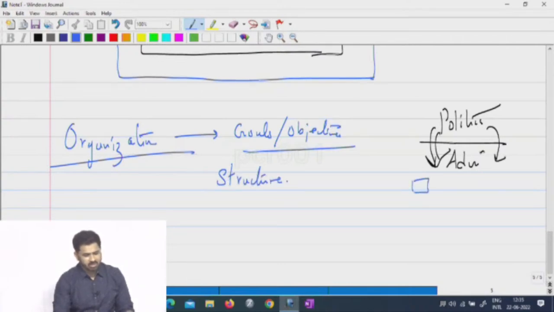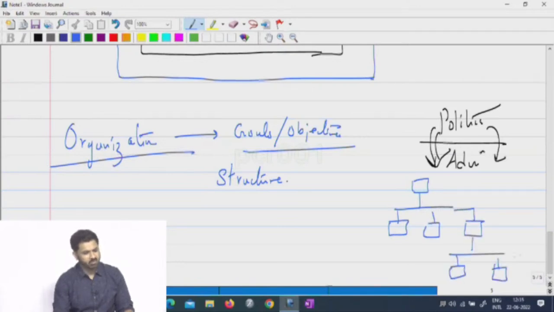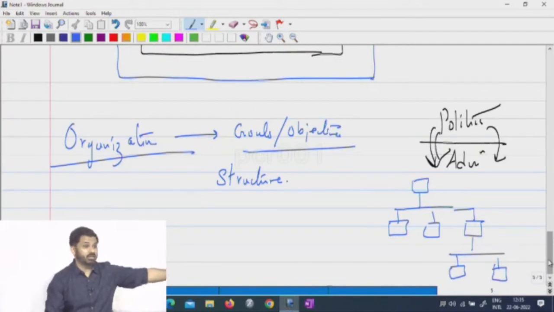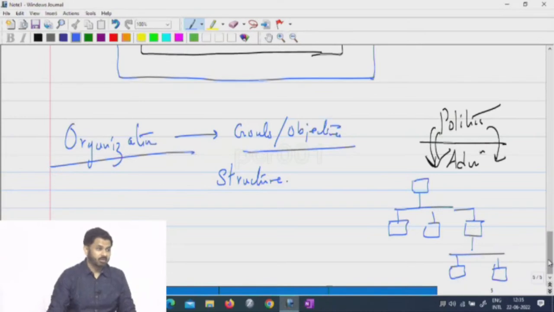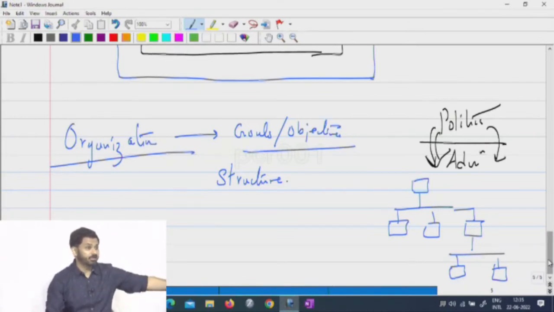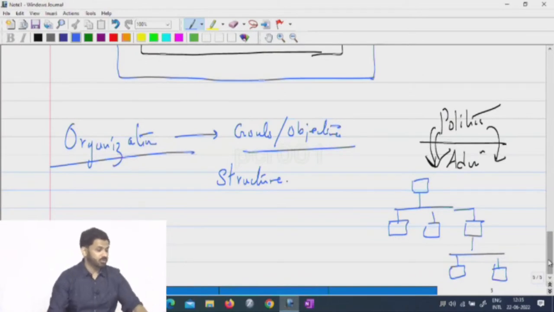A structure looks like this, isn't it? Some hierarchy will be there. Some people working under certain other people. Can we call something like this a structure? This we need to understand with respect to any of the organizations. And let me tell you, the moment you are clear about organization, a lot of things will get clear in Indian polity also. I will just demonstrate. Just wait for a second.